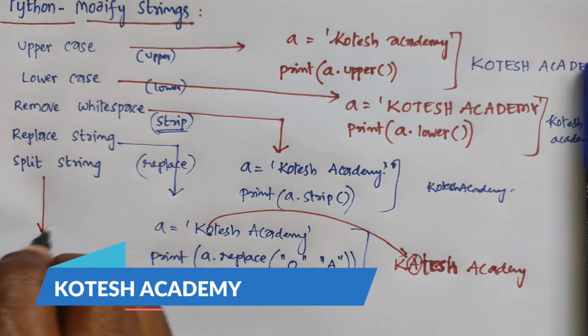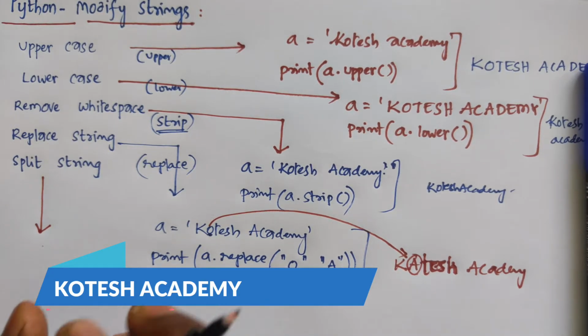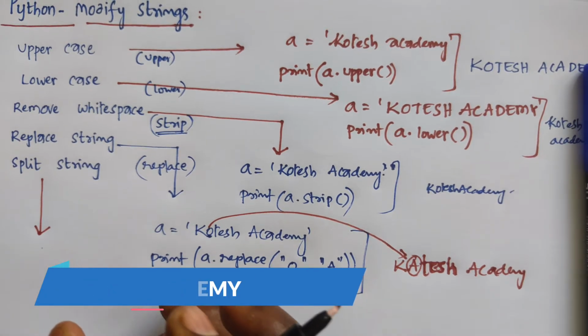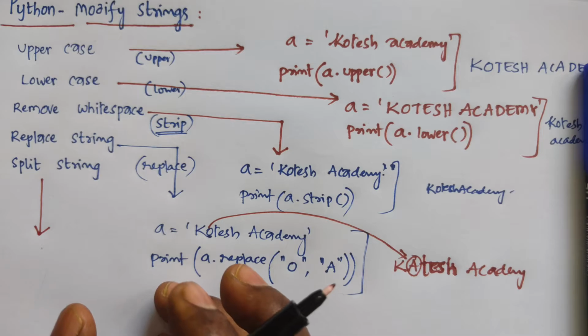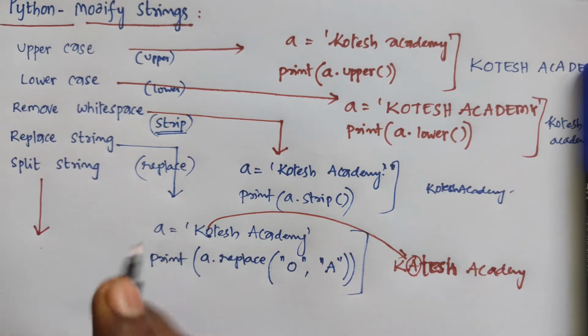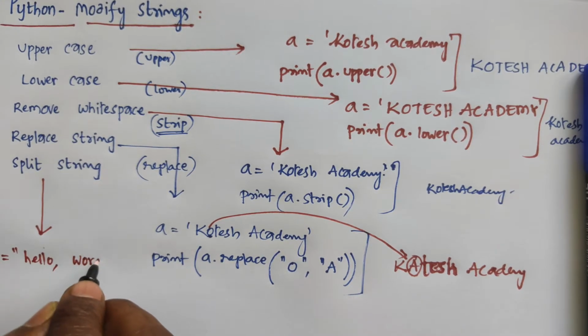And split. The split method returns a list where the text between the specified separator becomes the list items. For example, if you take an input variable a, you take hello, comma, space, world, simply you can take.